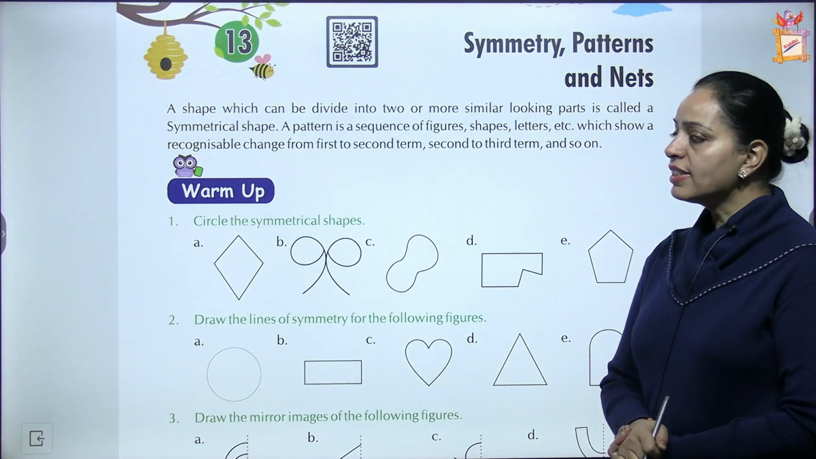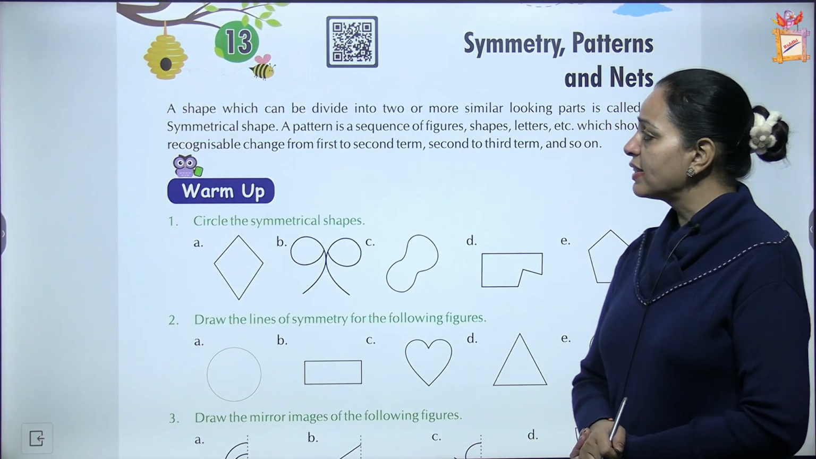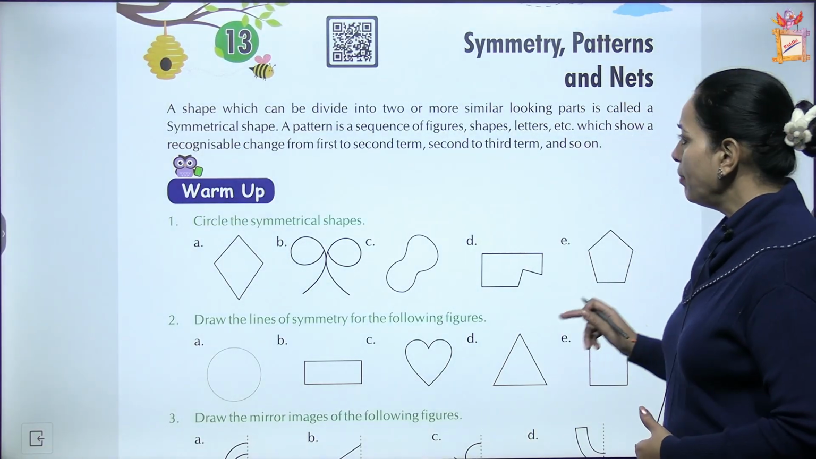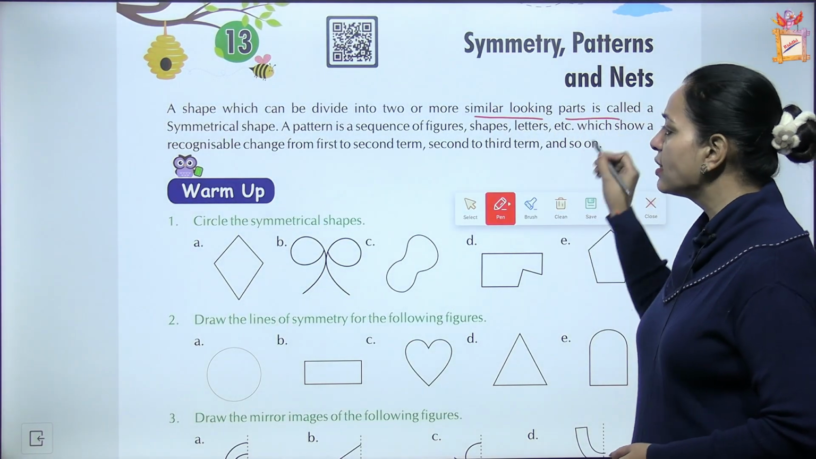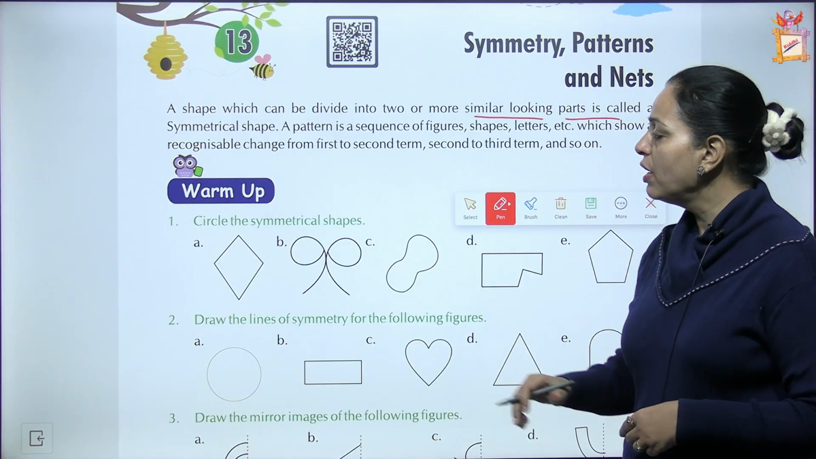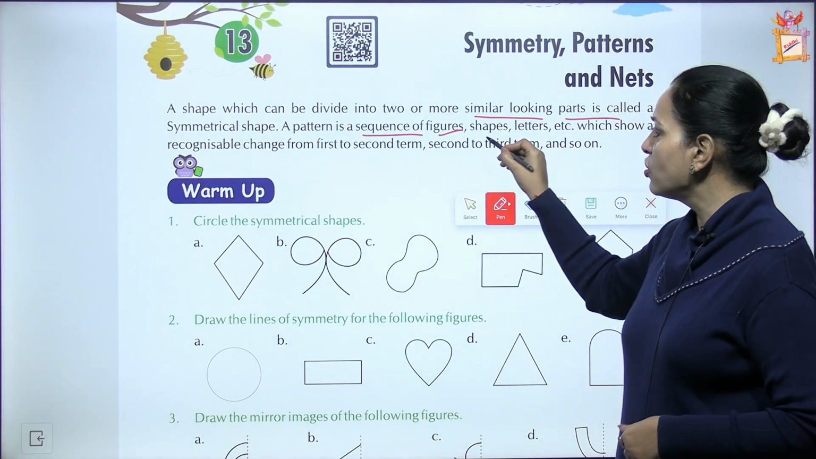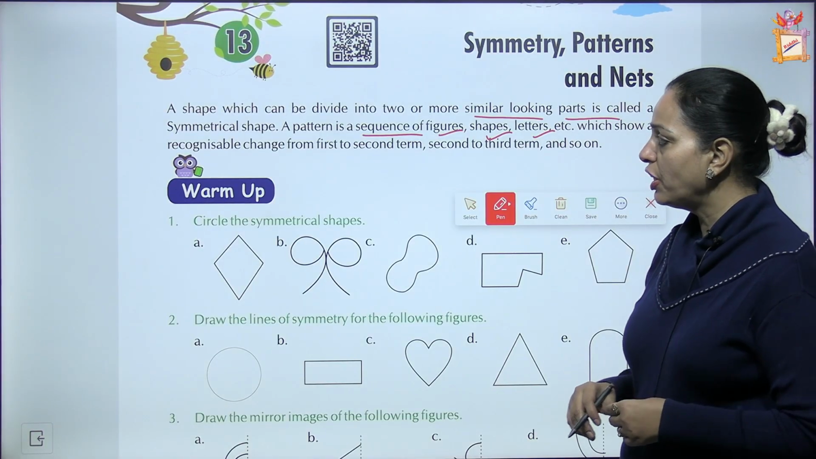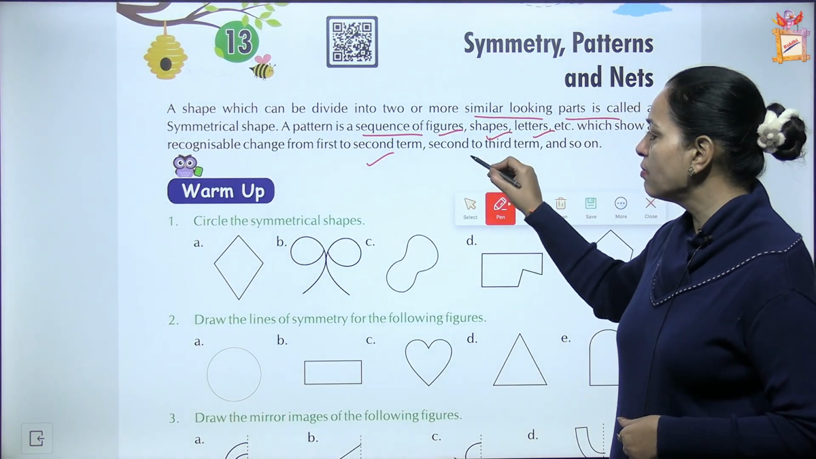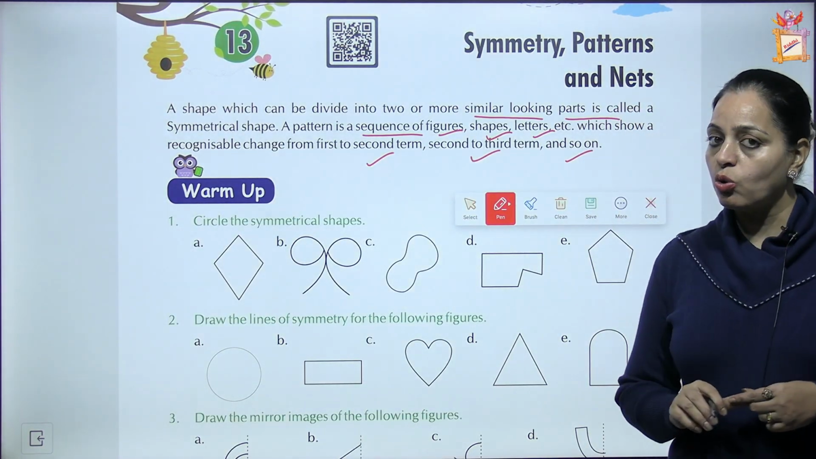Now chapter 13, Symmetry, Pattern and Nets. A shape which can be divided into two or more similar looking parts is called a symmetrical shape. A pattern is a sequence of figures, shapes, letters, etc. which show a recognizable change from first to second term, second to third and so on.